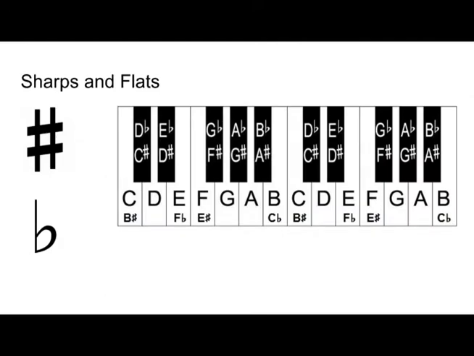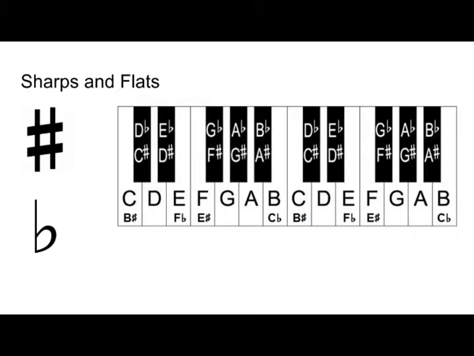Now we're going to talk about sharps and flats. Sharps and flats are tools used in music in order to raise a pitch a half step or lower a pitch a half step, respectively. The symbol for a sharp looks like the pound sign, and the symbol for the flat looks like a B with the circular part of it curved up.